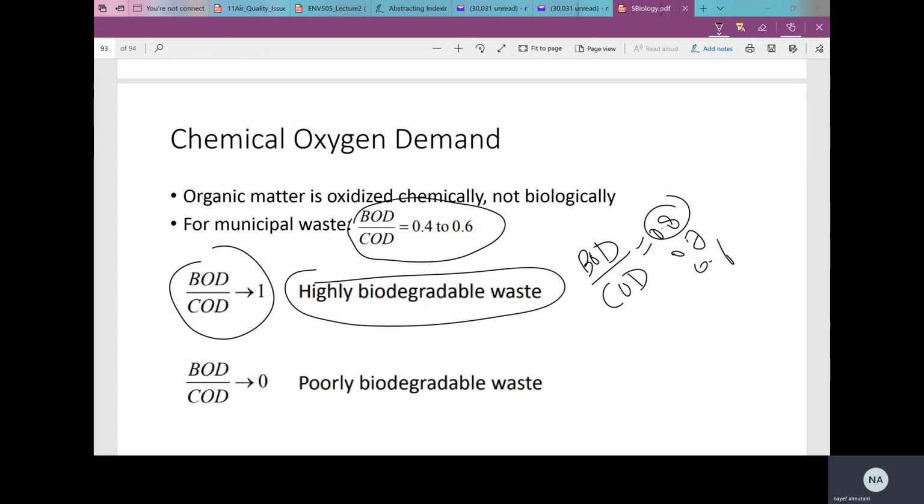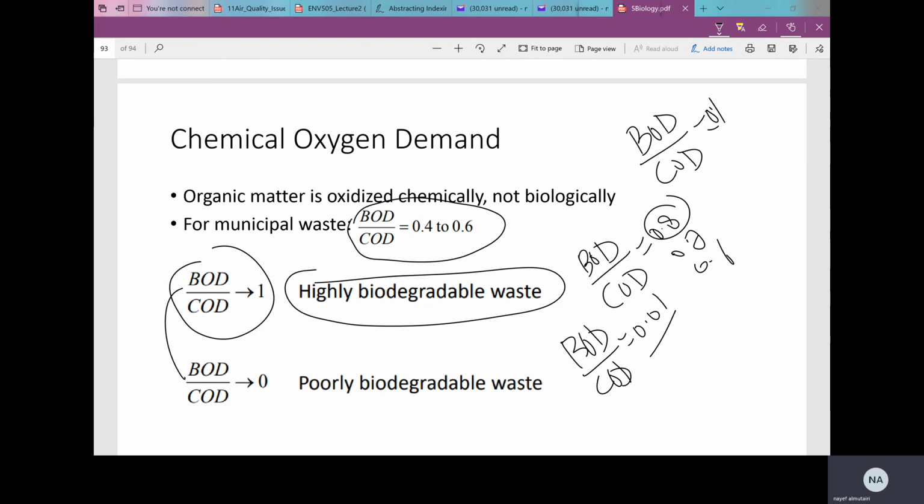And every time the BOD over COD goes toward 0, like close to 0.1, the waste becomes non-biodegradable or poorly biodegradable. If BOD over COD is 0.01, this is poor. The microorganisms cannot biodegrade this waste. You have to do something. You have to do either dilution, add more fresh water, or you have to put genetically modified microorganisms, or you have to find a solution.